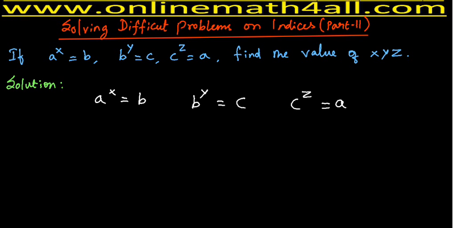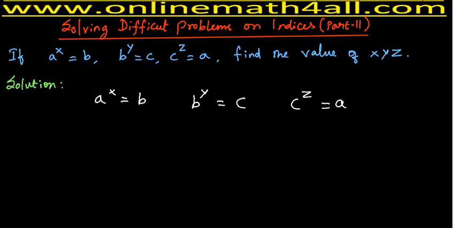First I am going to consider the third equation, that is c to the power z is equal to a. So from the third equation it's very clear that the value of a is c to the power z. Since the value of a is equal to c to the power z, I'm going to plug a is equal to c to the power z into the first equation for a. Students, please listen to me carefully.